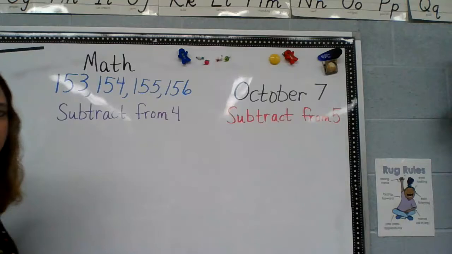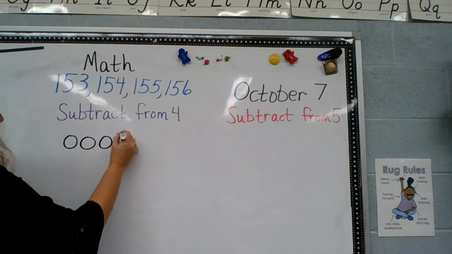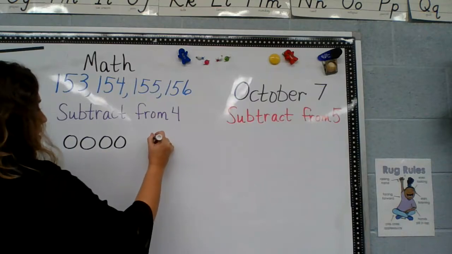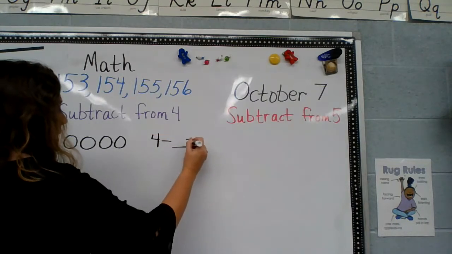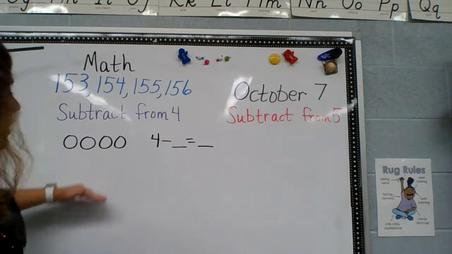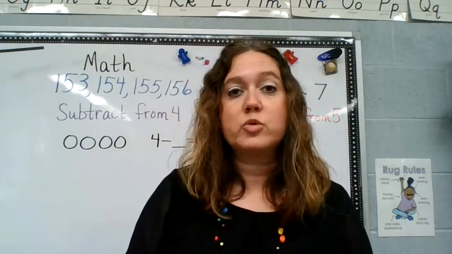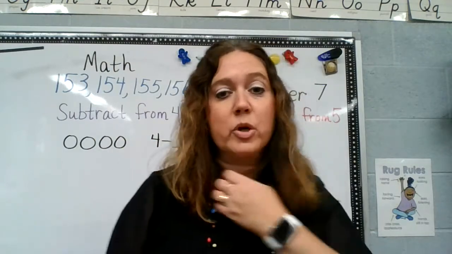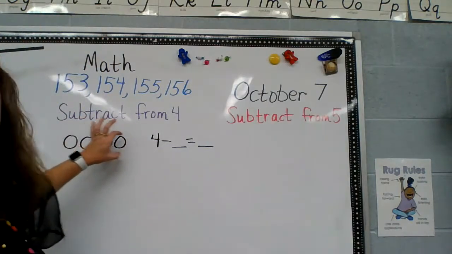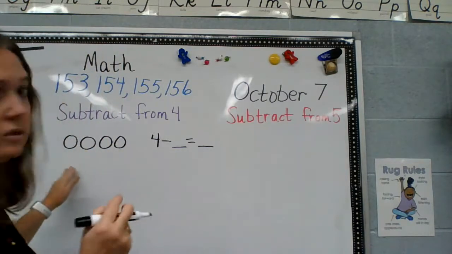What I want you to do is draw 4 circles, and then write this number sentence: 4 minus blank equals blank. That subtraction number sentence: 4 minus blank equals blank. We're going to be doing a lot of these to try to come up with different ways to subtract from 4. Your paper is going to look a lot like this. It's going to have cubes that you could use, but we're just going to do this.